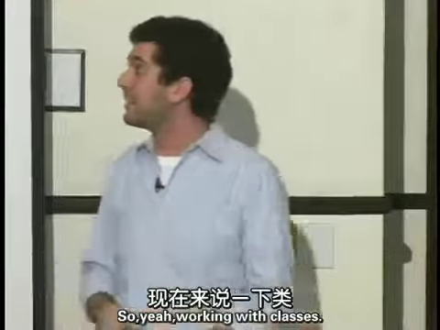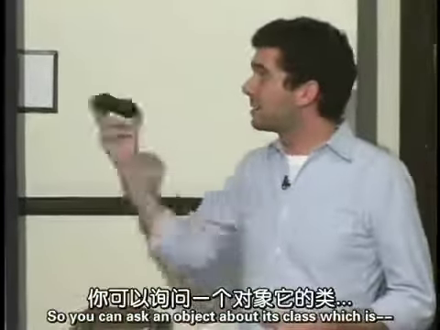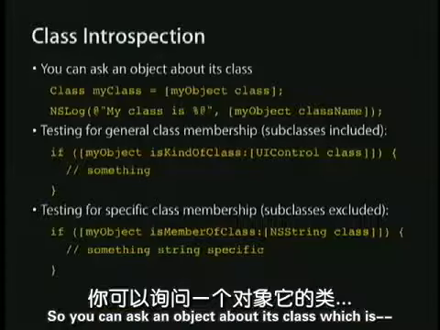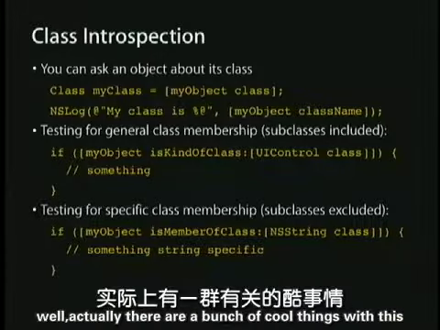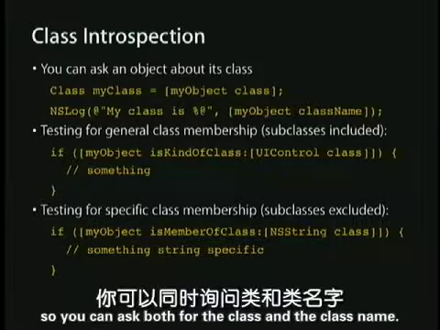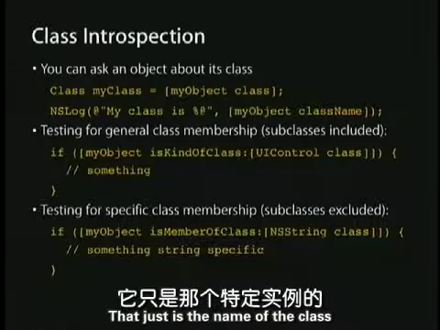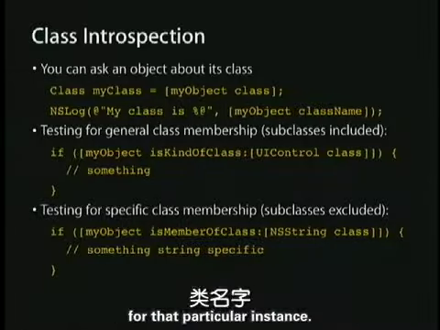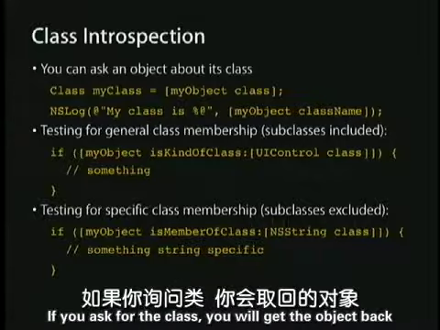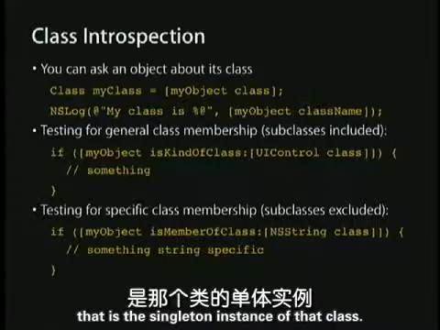So, working with classes. You can ask an object about its class, and you can do a bunch of cool things with this. You can ask both for the class and the class name. If you ask for the class name, you'll get an NSString back that is just the name of the class for that particular instance. If you ask for the class, you'll get the object back that is the singleton instance of that class.